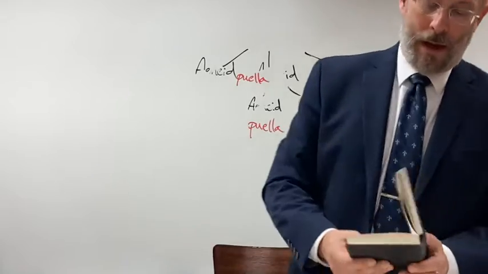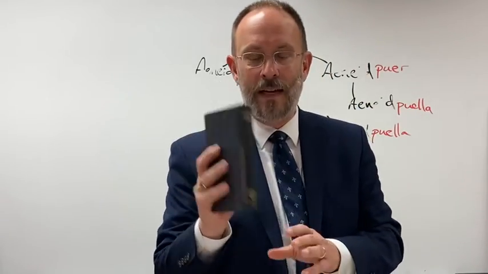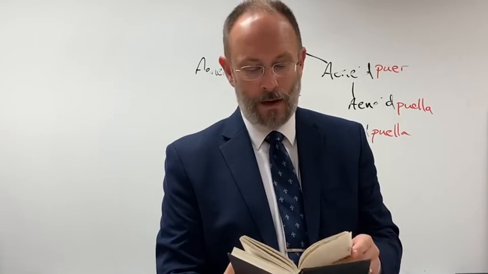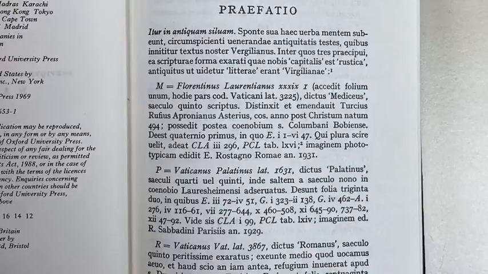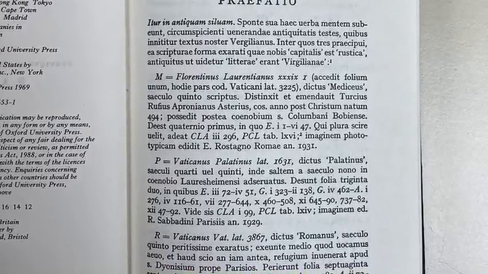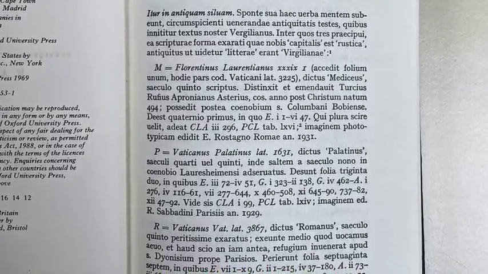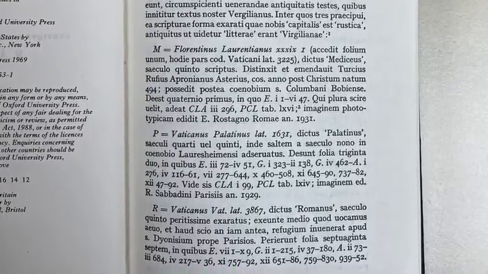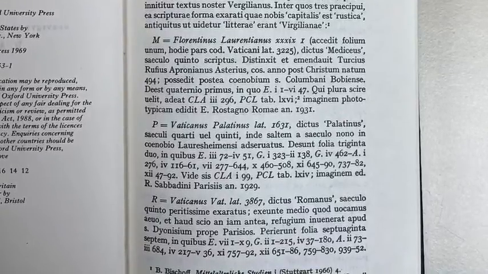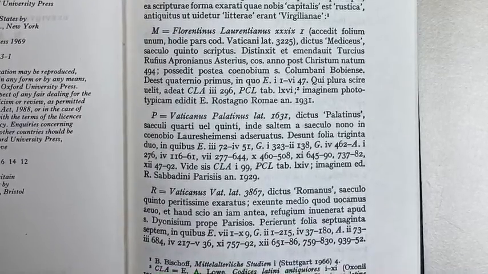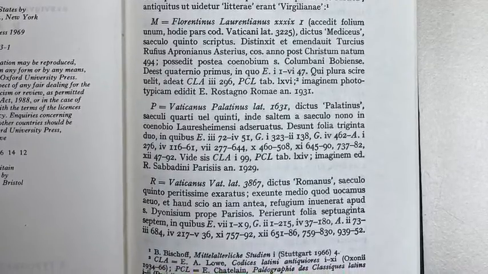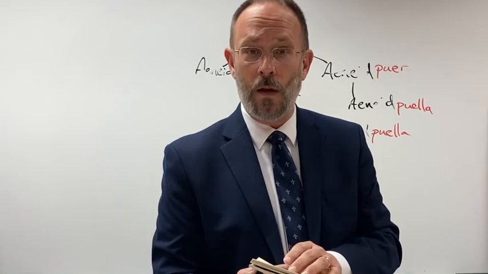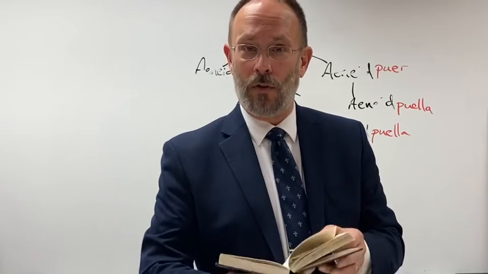what they will do, and this is the standard Oxford text of Virgil, and we're going to show you this here in a moment, but at the very beginning, what they will do is show you the list of all the manuscripts that they've used here. For example, you see here, M equals Florentinus Laurentianus, P equals Vaticanus Palatinus, R equals Vaticanus Vat Lat 3867, and it goes on from there. And so they will list all the manuscripts that they used to build their text.